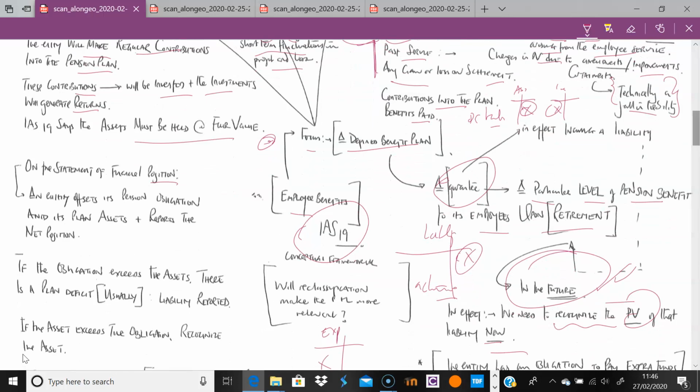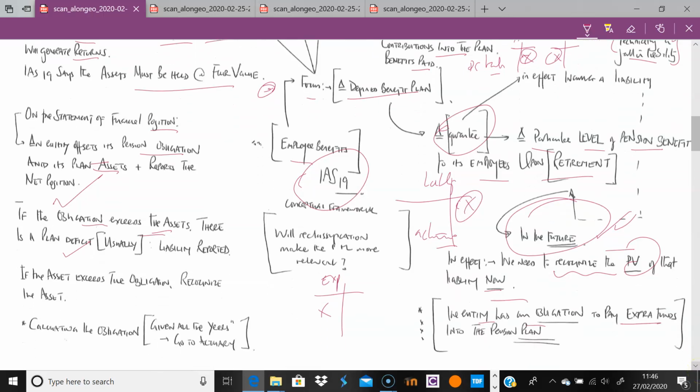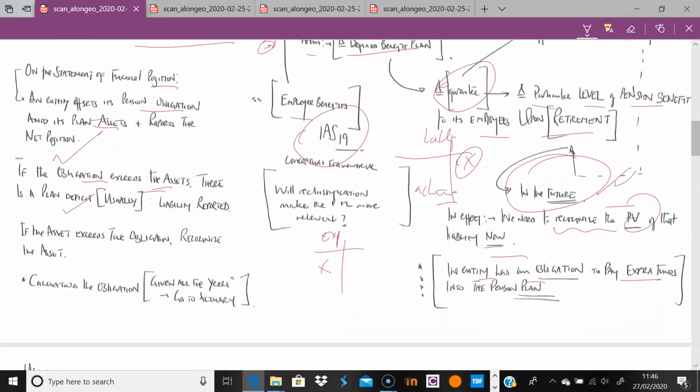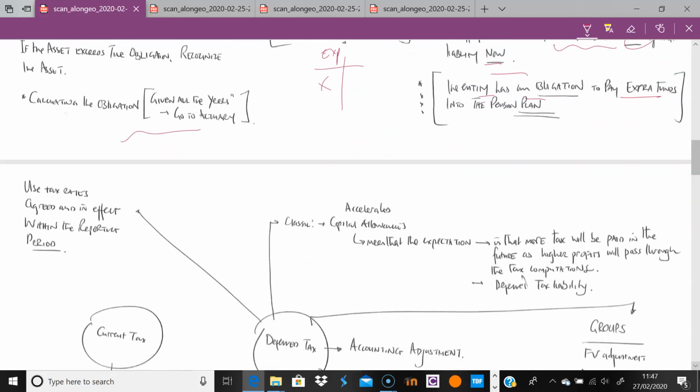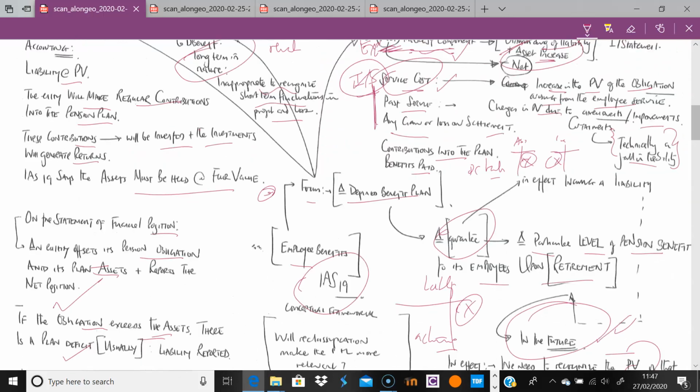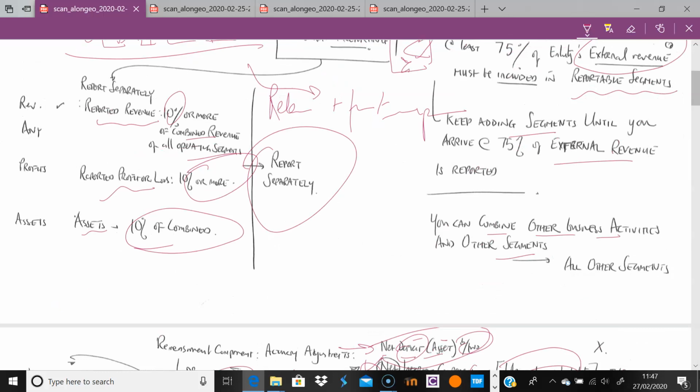On the statement of financial position, the entity offsets its pension obligation and its plan assets and reports the net position. If the obligation exceeds the assets, there's a deficit, and of course the other way round as well. And our actuaries help us out with that final value. Now, there are some issues, of course, as you can imagine.